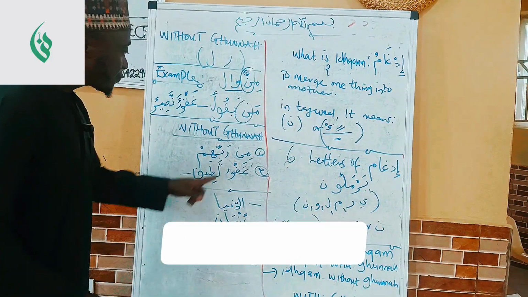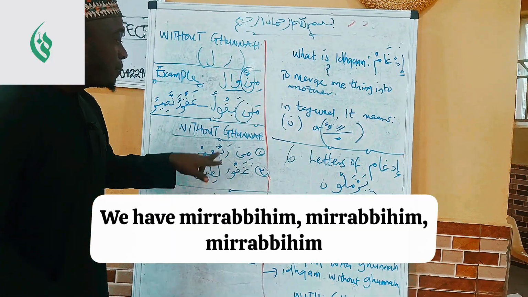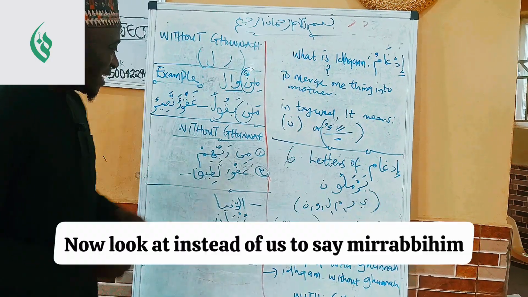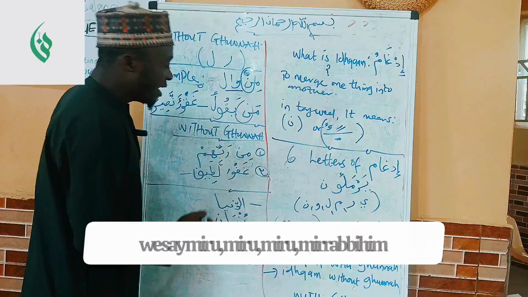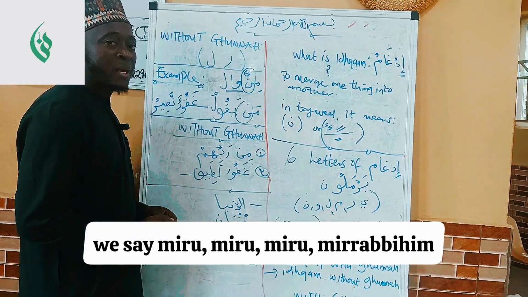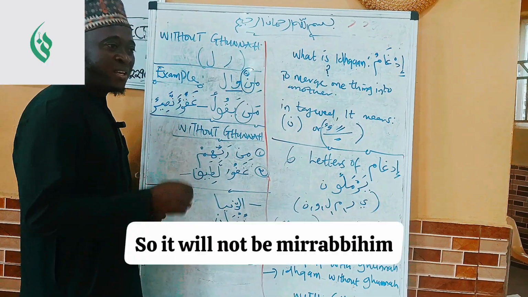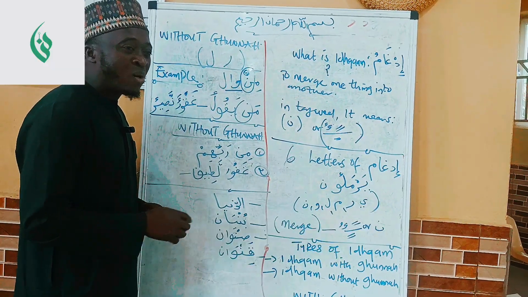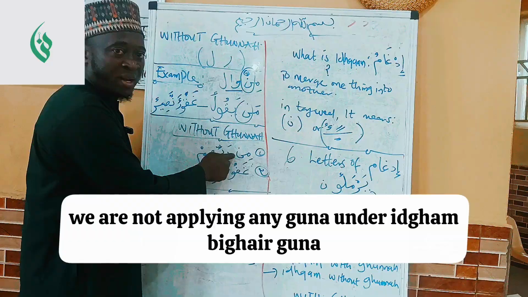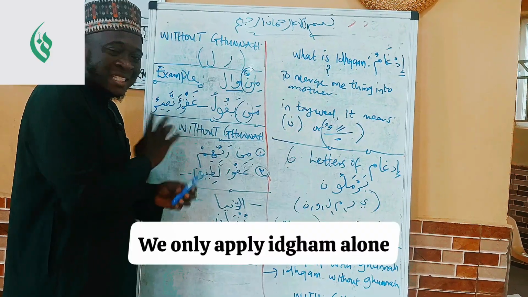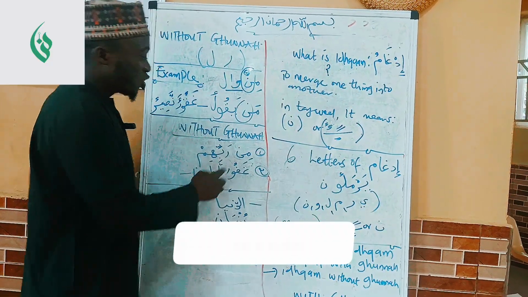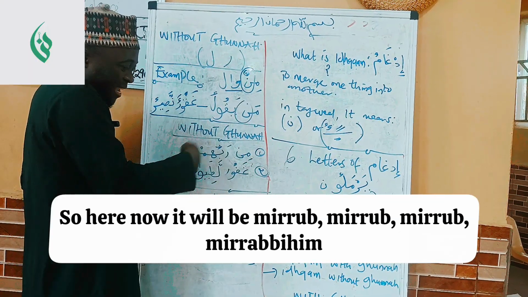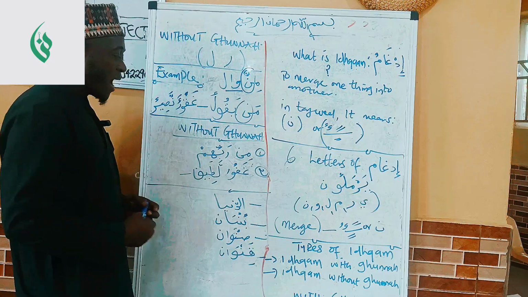Now look at an example. We have min rabbihim. Instead of us saying min rabbihim with Ghunnah, it will not be so, because we are not applying any Ghunnah under idgham bi ghairi Ghunnah. We only apply idgham alone, which is insertion. So here now it will be Merabbihim.